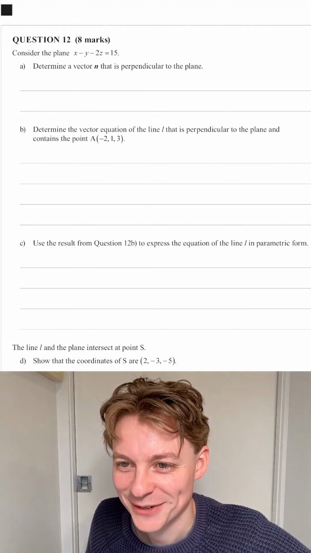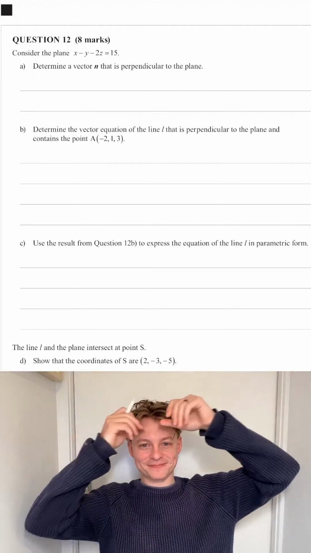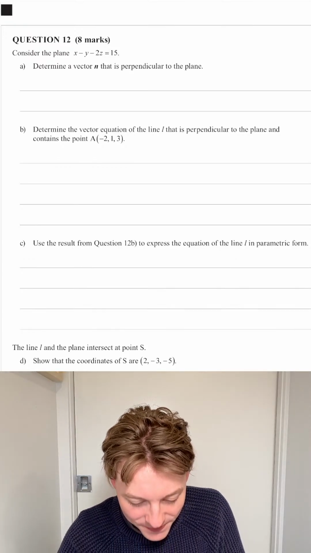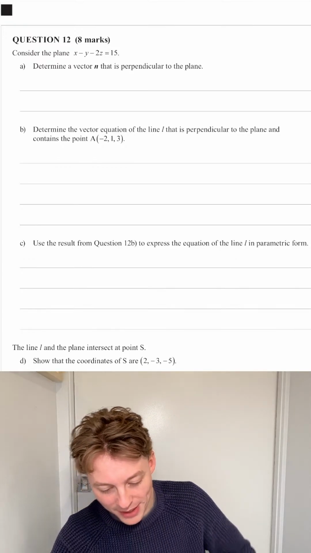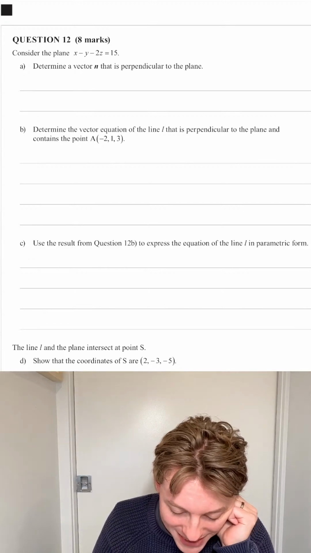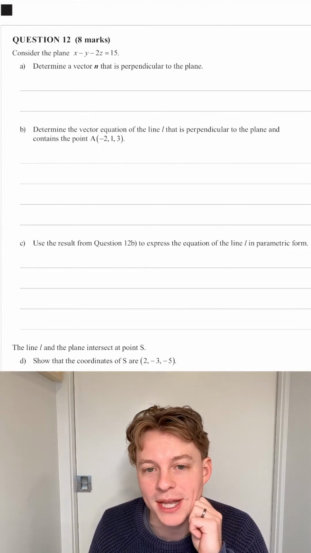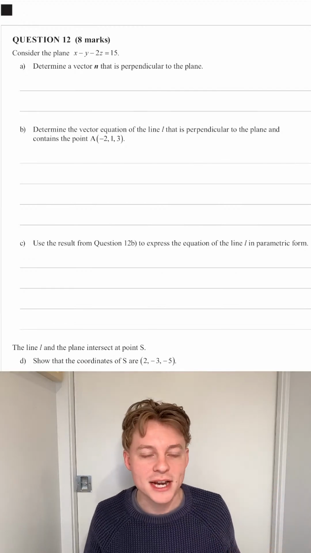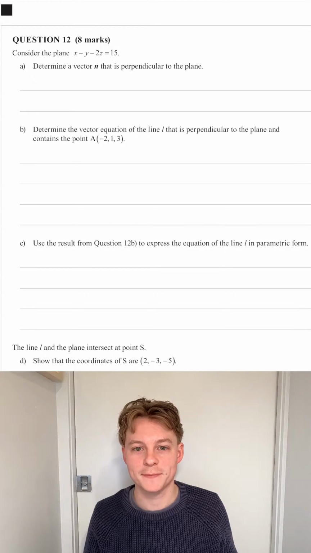Okay. Question 12. We have a plane. I love planes. So, consider the plane x minus y minus 2z equals 15. Determine a vector n that is perpendicular to the plane. This is very like vector theory. Sorry if the click was really loud. This is vector theory 101. Okay?